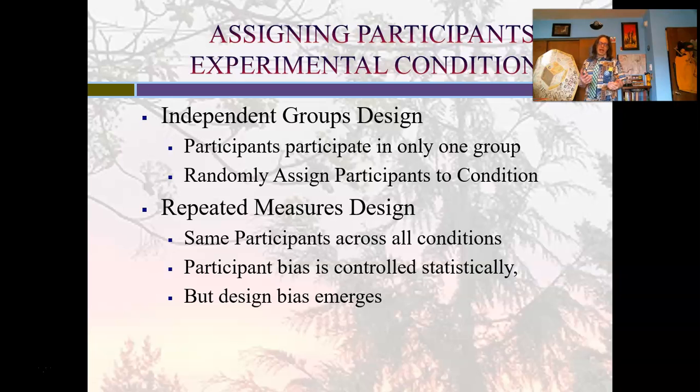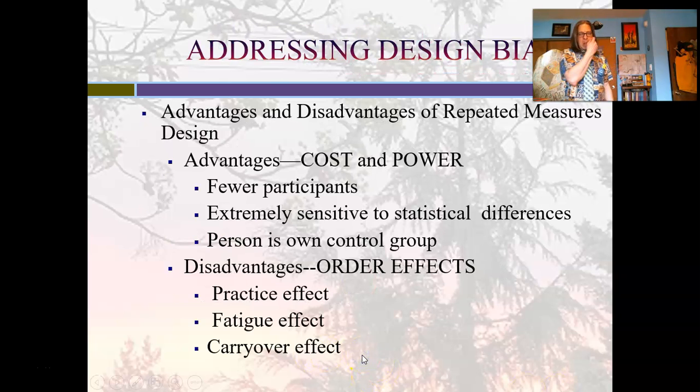There is participant bias, and we use that participant bias and we control it statistically, right? So we want the same people in all conditions so we can remove the participant bias from conditions. Whereas in between subjects, we can't do that. We don't have the statistical ability to tease out the effect of an individual. Whereas in a repeated measures design, we do. But the problem is that the experimental design itself introduces a different type of bias, specifically these order effects.